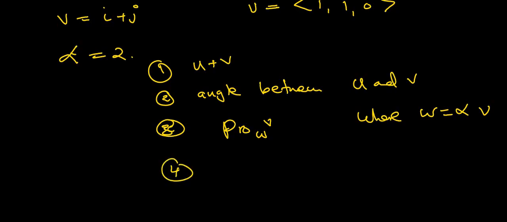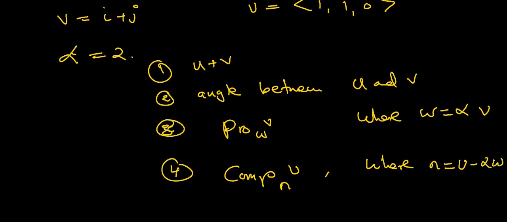Then the last thing they want us to do is to find the component of u onto n. n is a whole different vector as well. Again, they give us how to get n. n is equal to u minus alpha w, or v, I mean. This is a v this side. So these are new vectors. w and n are new vectors that we're going to produce using our formulas.